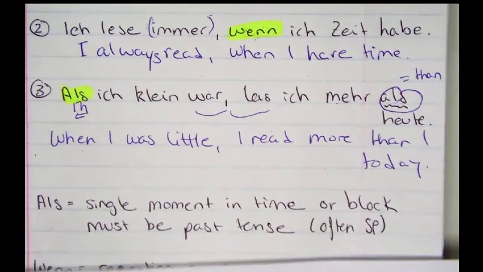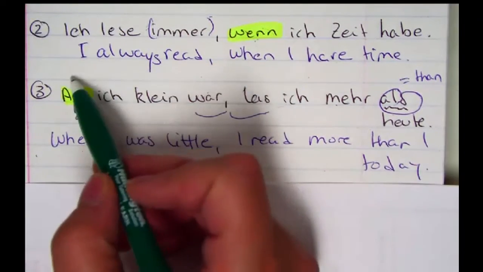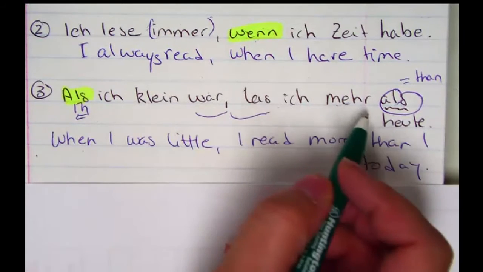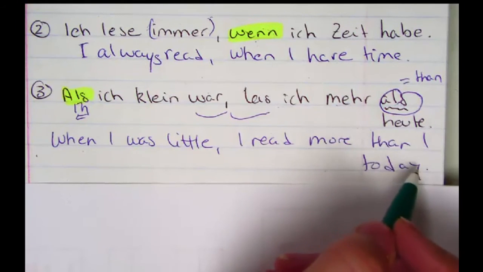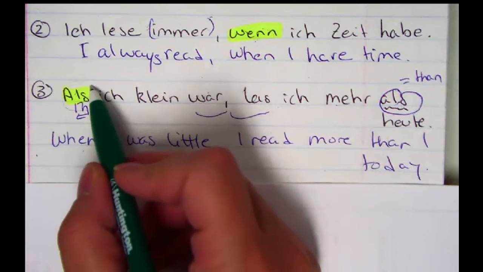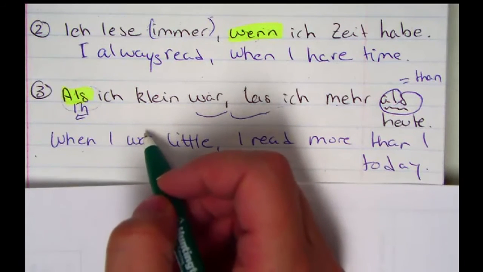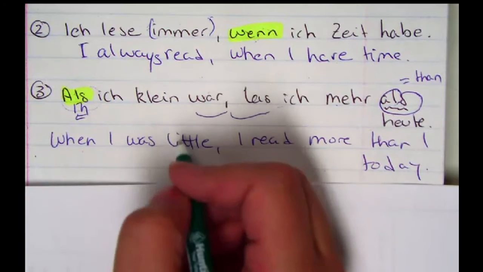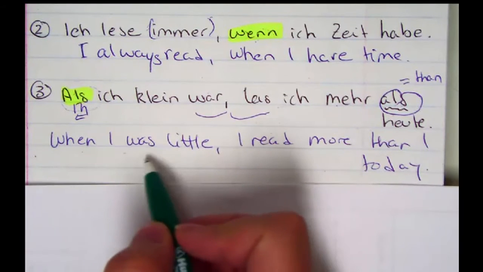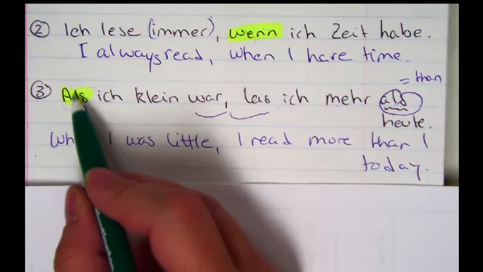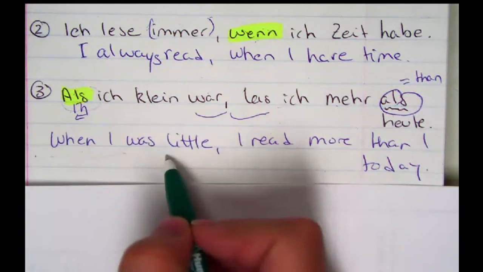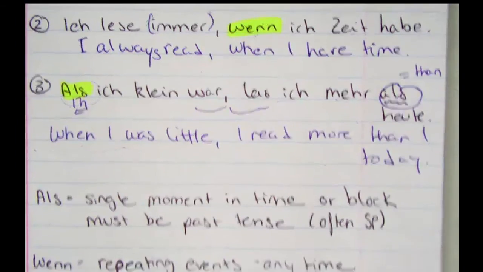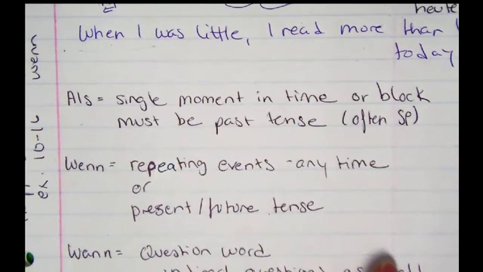The very last one, when you have als. Als ich klein war, las ich mehr als heute. When I was little, I read more than I do today. So als is referring back to a specific moment in time or a block of time. So when I was little would not be like one single incident, I suppose. It's a block of time, but it is one chunk. It is not a repeating event. So write down those rules in your notes.